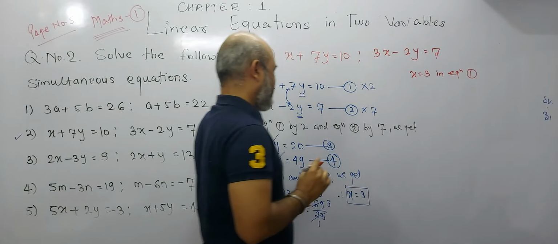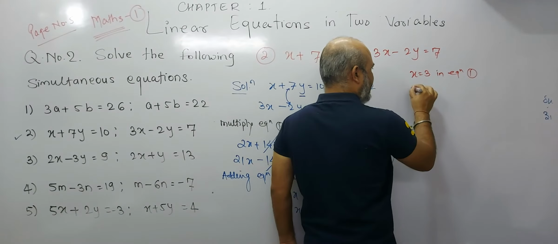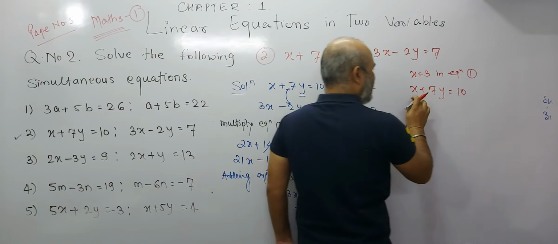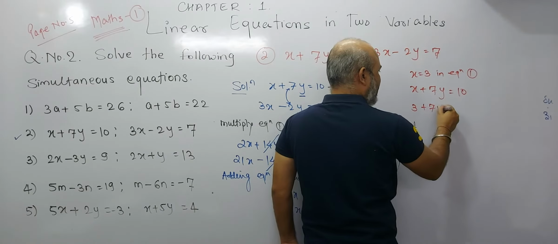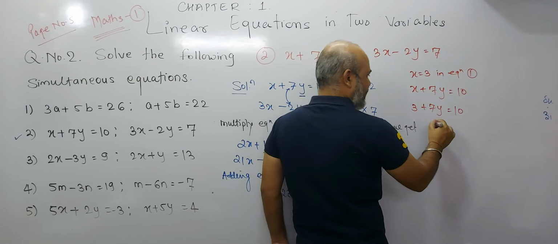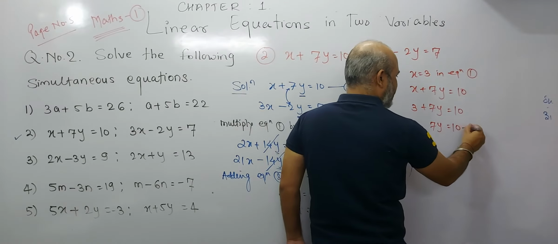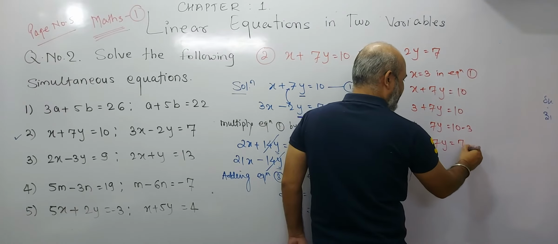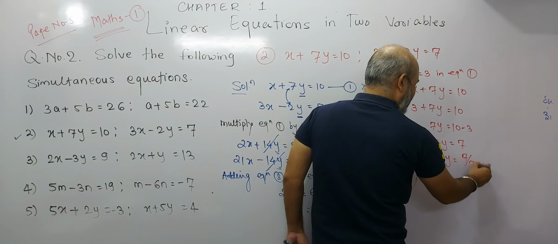What is equation 1? Equation 1 is x plus 7y is equal to 10. What is x? X is 3. So 3 plus 7y is equal to 10. Now transfer this 3 to the right hand side. So you will get 7y is equal to 10. This plus 3 becomes minus 3. And therefore 7y is equal to what? 7. And therefore y is equal to 7 divided by 7.